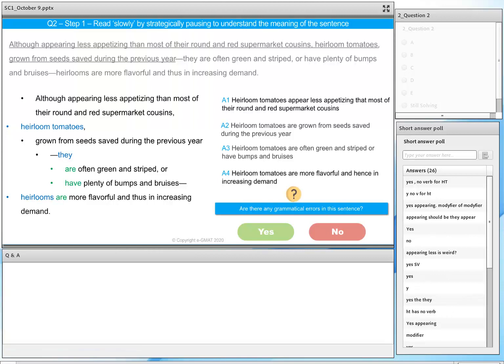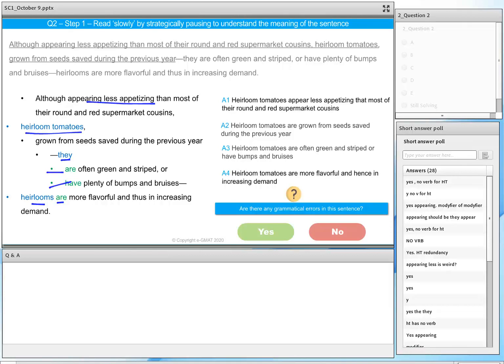Pay very close attention to the sentence. All the subjects are in blue. All the subjects are in blue. Now, they has two verbs, are and have. Heirloom tomatoes has its verb, are. But where is the verb for heirloom tomatoes? In the first part of the sentence. Where is the verb? Now, there is nothing wrong with the usage of although appearing less appetizing. There is nothing wrong with this part of the sentence.